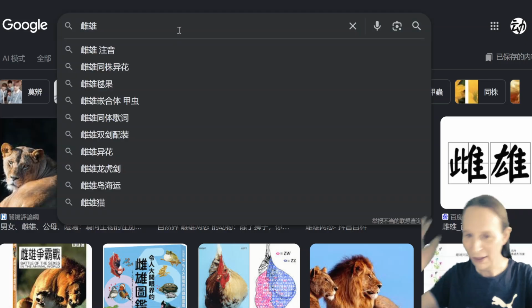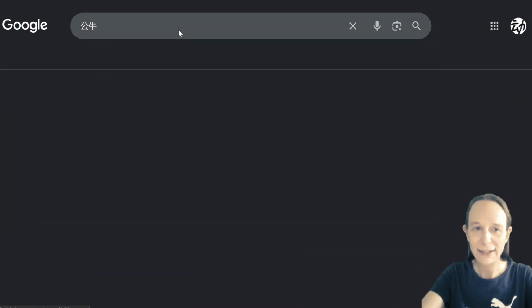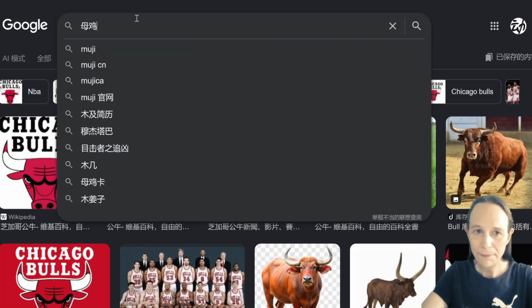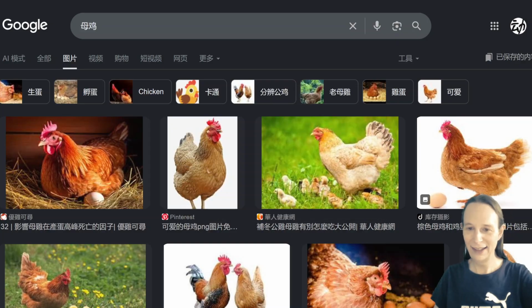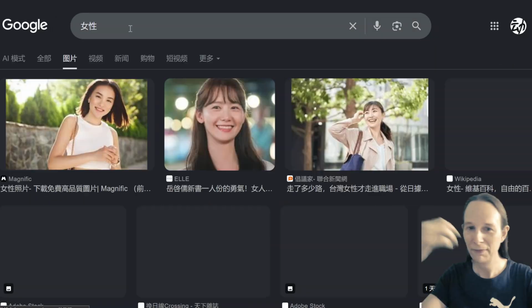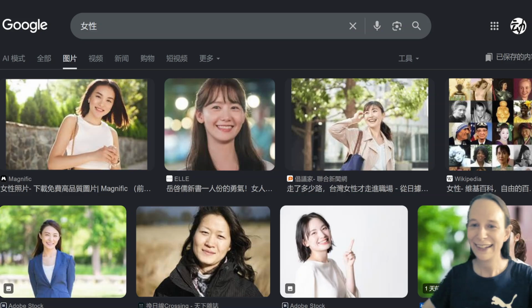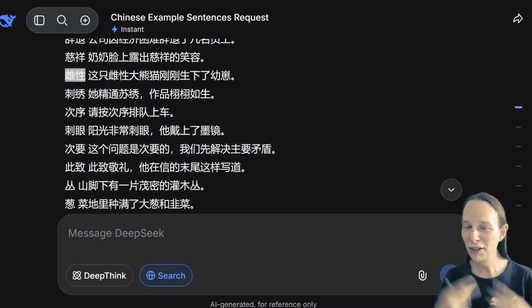Anyway, a lot of the time in biology, you might not even use 雌 and 雄. They're kind of technical. You can use words like 公牛, so bull or male cow, and 母鸡, a hen or female chicken, right? So you can use gong and mu rather than 雌 and 雄. And for humans, normally you use 男性 for males and 女性 for females. This is a more human version, right? 雌性 is much more suited to conversations about biology.